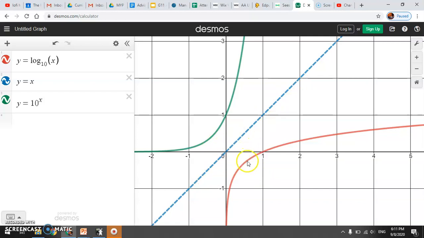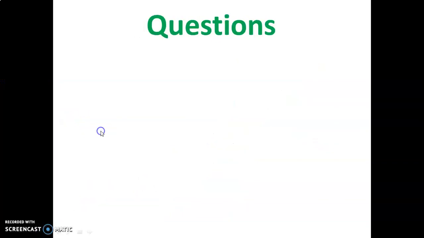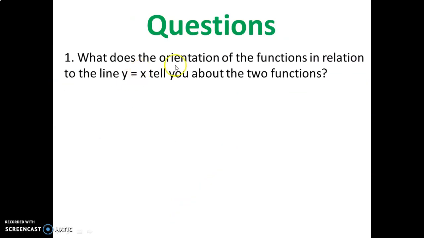When you have the line y equals x and you have functions that are reflections of one another across that diagonal line, which these are definitely reflections of one another, well, then those two functions must be inverses of one another. So that's what we're looking for here. This log equation and this exponential one are inverses of one another. So let's continue here. So questions, what does the orientation of the functions in relation to the line y equals x tell you? Well, again, they were like mirror images across that line, therefore they are inverses.